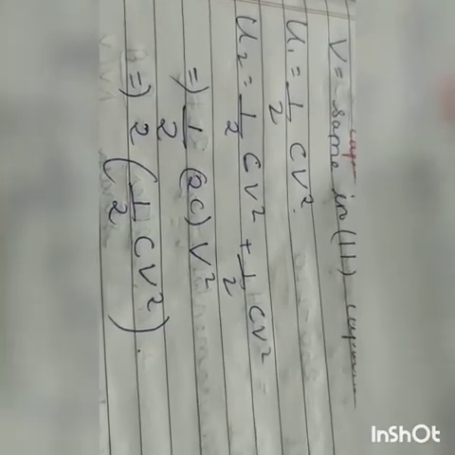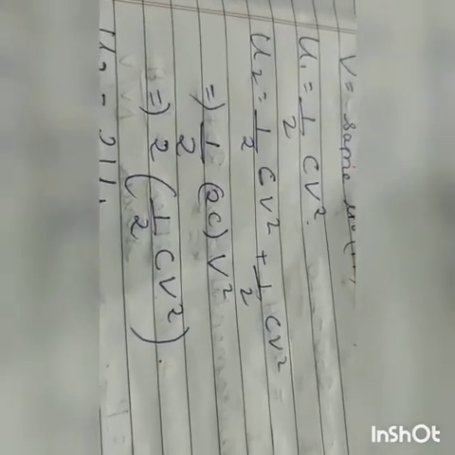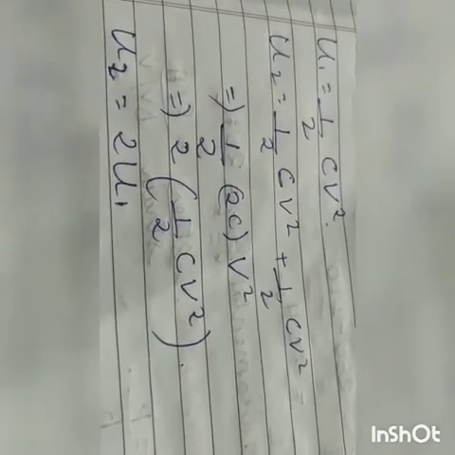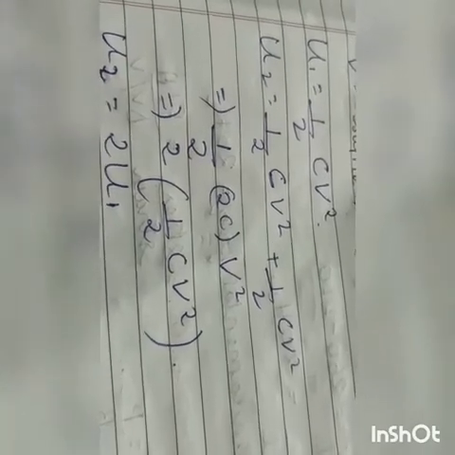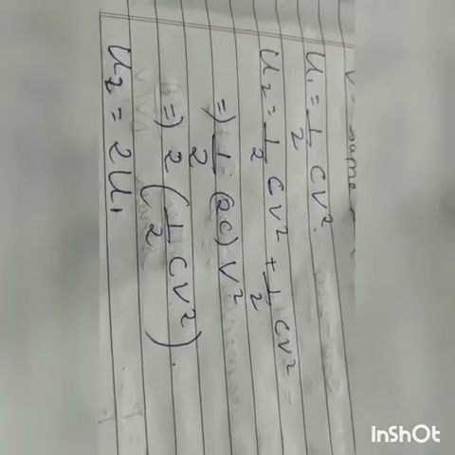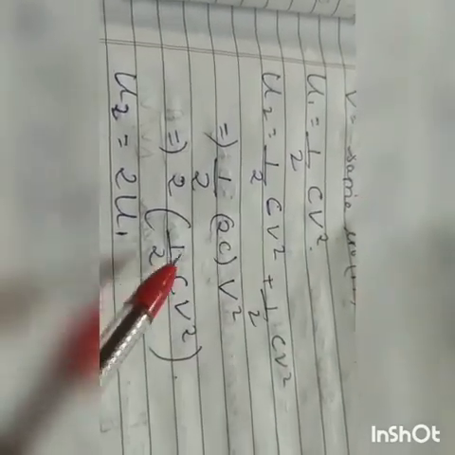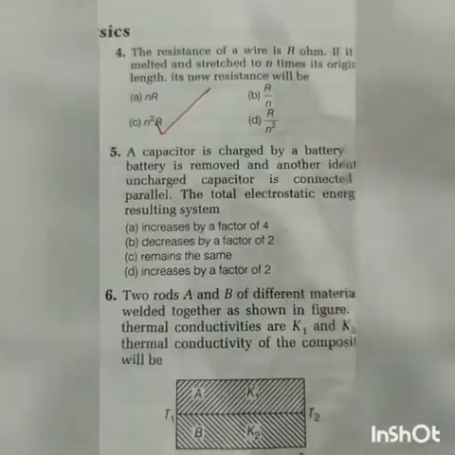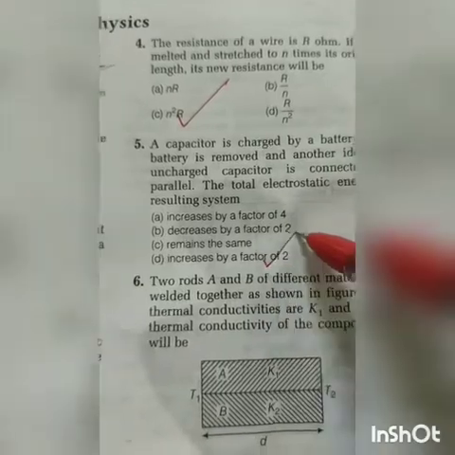So it would become half 2CV square. So it is 2 times half CV square. So after this is the value of U1, you can see here. So U2 is equal to 2U1. So option D, it increases by a factor of 2.